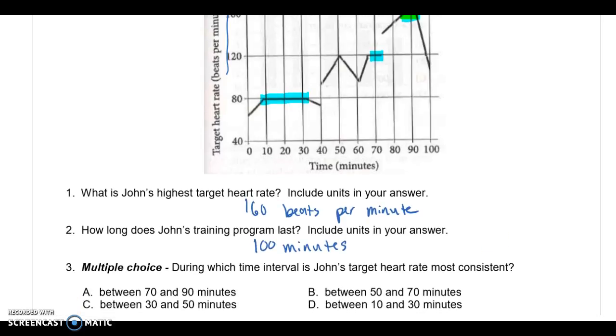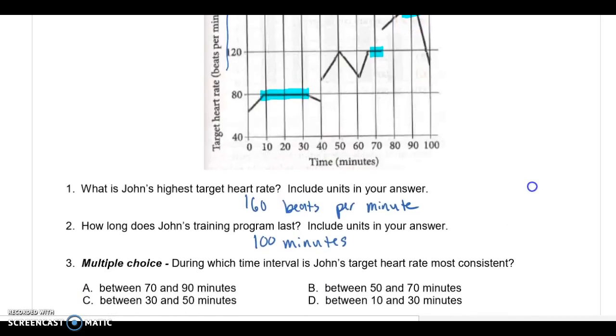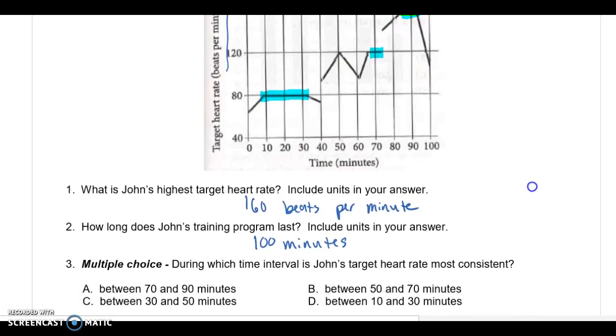Choice A says between 70 and 90 minutes. I don't think there's a lot of consistency there. We're going from 120 jumping up to 160. Doesn't seem like that would be the most logical choice. B is between 50 and 70 minutes. So for B, we have 120, it drops down, and then it goes back up again. It doesn't seem to be a consistent level.